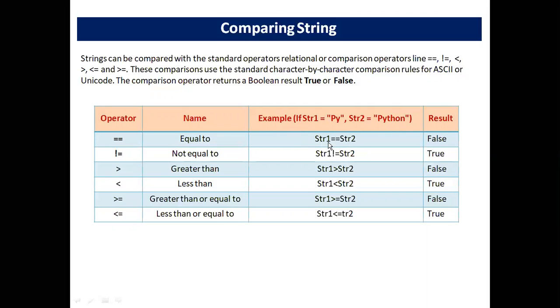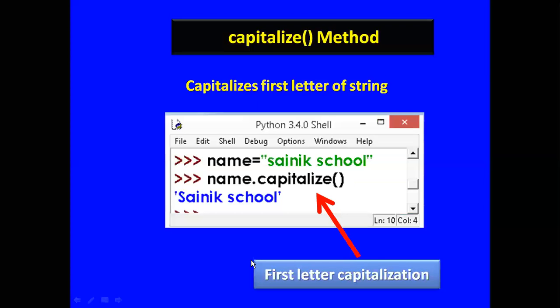Now when I say str1 is double equal to str2, it says no. Then not equal to, greater than str2, it is going to give me false. And str1 is less than str2, is going to give me true. Remember that when we compare two strings, it takes the ASCII value into consideration.